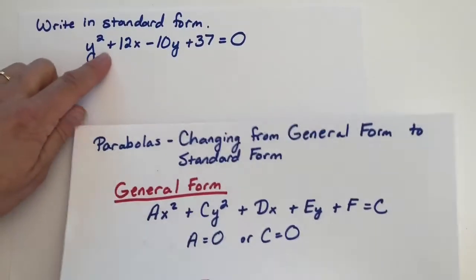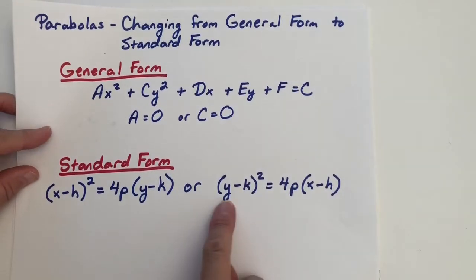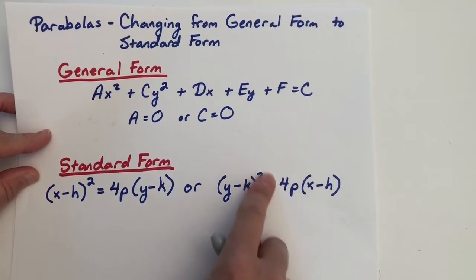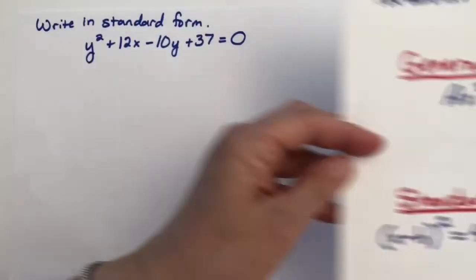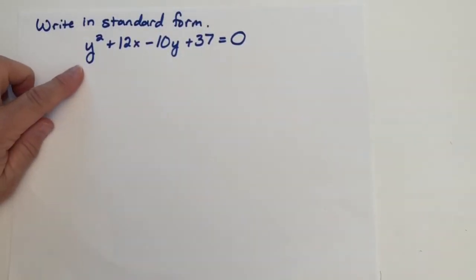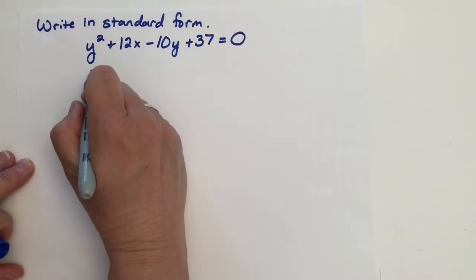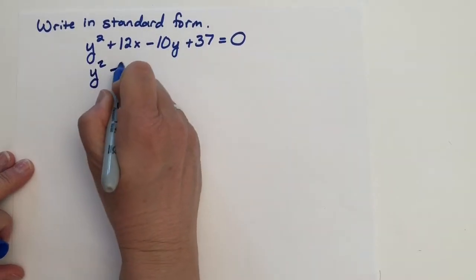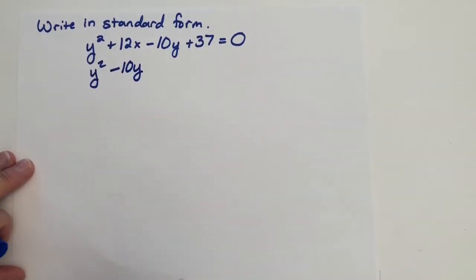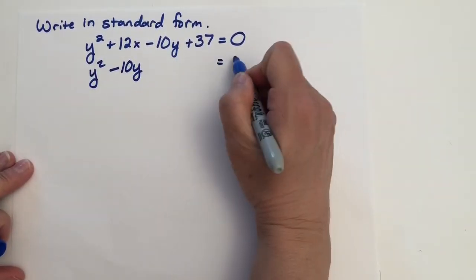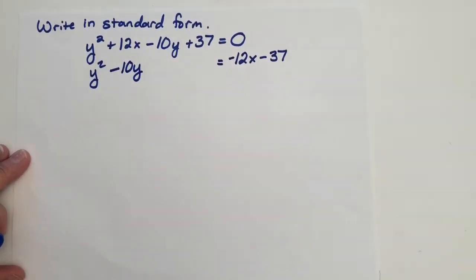Notice in this problem, we have y squared. So we know our equation is going to look like this. We want a perfect square on the left-hand side, and it's going to be with respect to y. So let's do that. Here, I want to keep the terms that contain the y's on the left-hand side. So I'll have y squared minus 10y. And my 12x and my 37 are just in the way on the left-hand side, so I'm going to subtract them, and they'll move to the right-hand side. So I have a negative 12x and a minus 37 on the right.